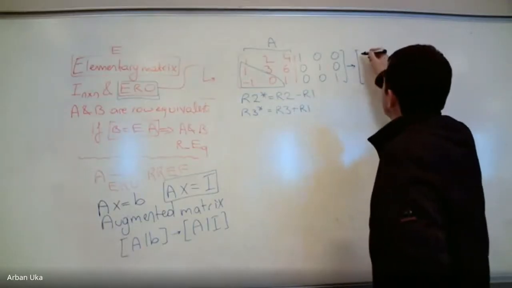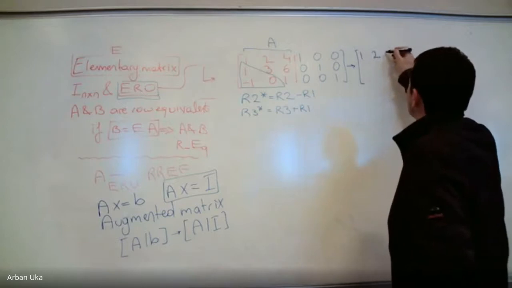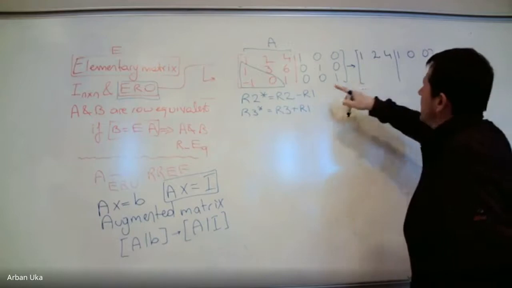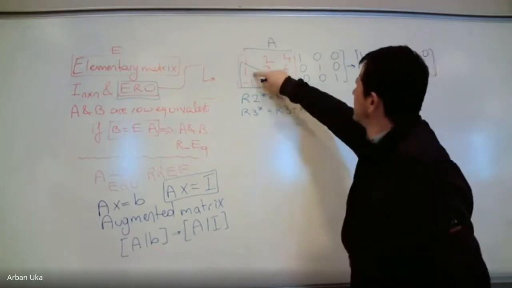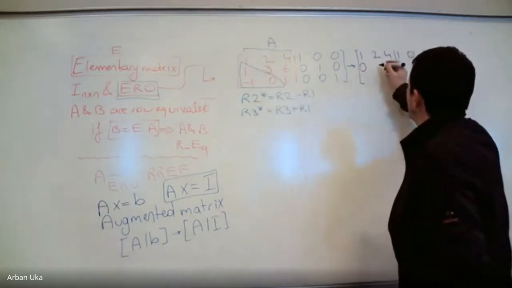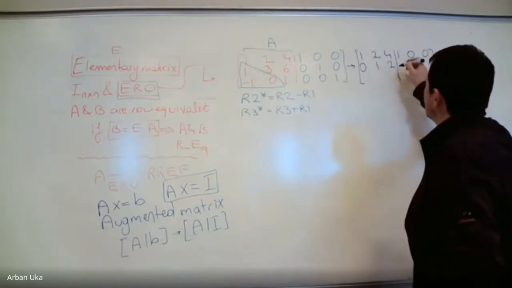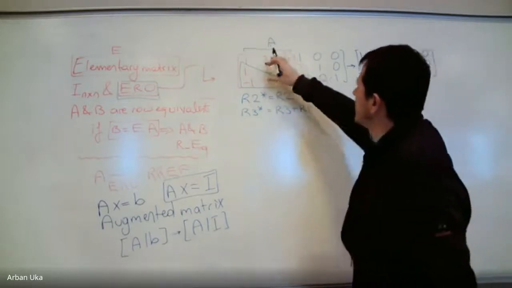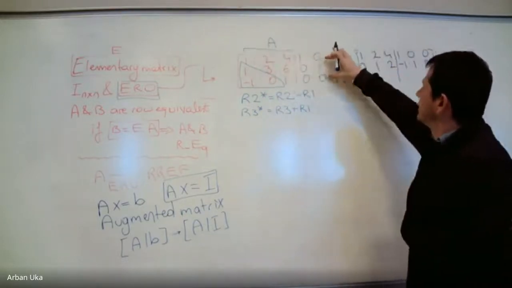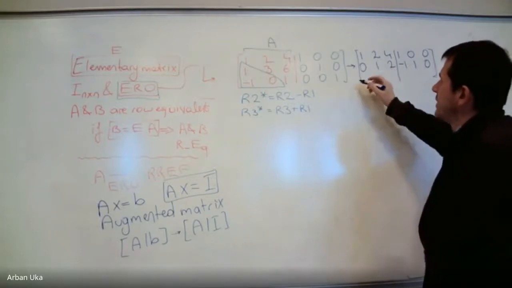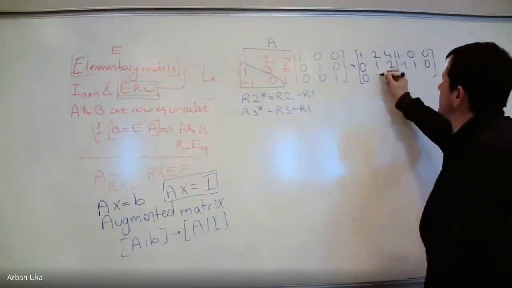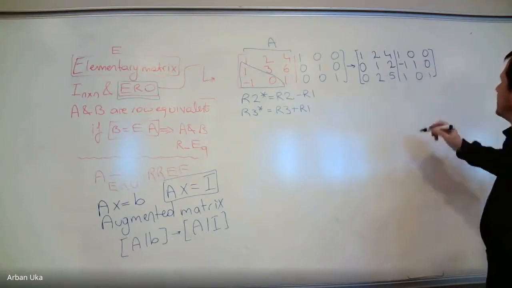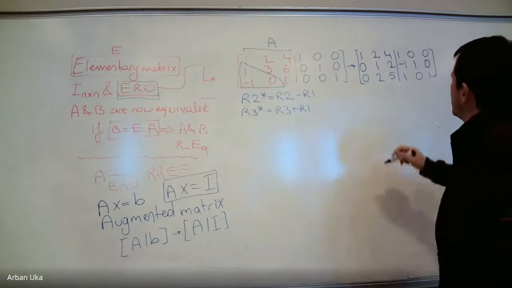So let's continue here. The first row is not changed because this is the pivot row: 1, 2, 4, and this is 1, 0, 0. And then here we subtract these two. 1 minus 1 is 0. 3 minus 2 is 1. 6 minus 4 is 2. 0 minus 1 is minus 1, 1, 0. Then we add these two, element-wise pairing. So this is 0, 2, 5, 1, 0, 1. Okay. Then we made zeros here.